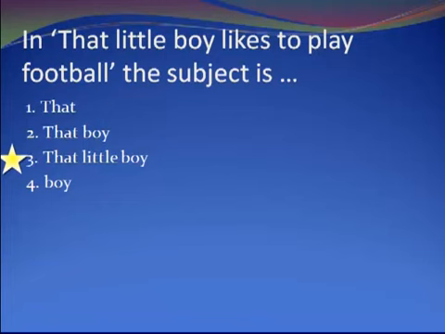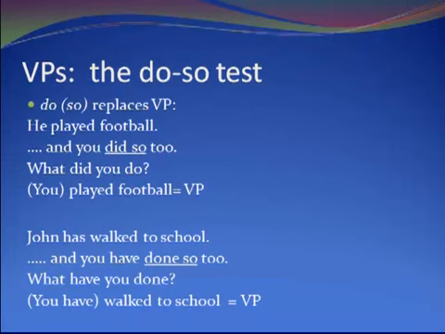Let's now look at a rule for finding the verb phrase. For the verb phrase, we can do the do-so test. And the do-so test goes as follows. Do so replaces the verb phrase. So you can have a sentence like, he played football, and the test then is to stick onto it, and you did so too. What did you do? You played football, and that's the VP.